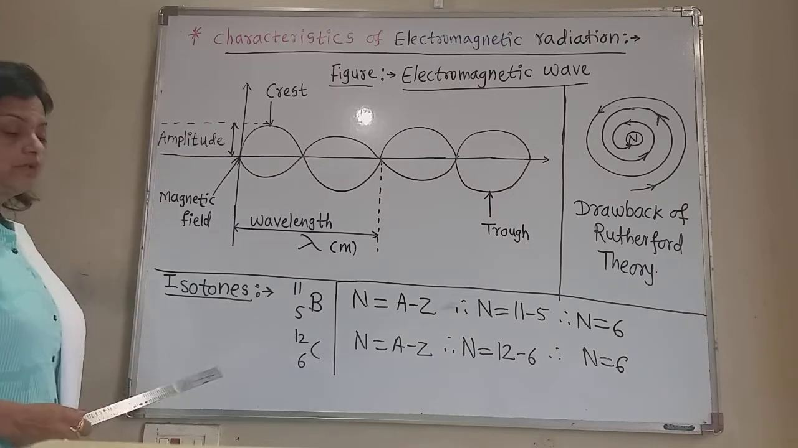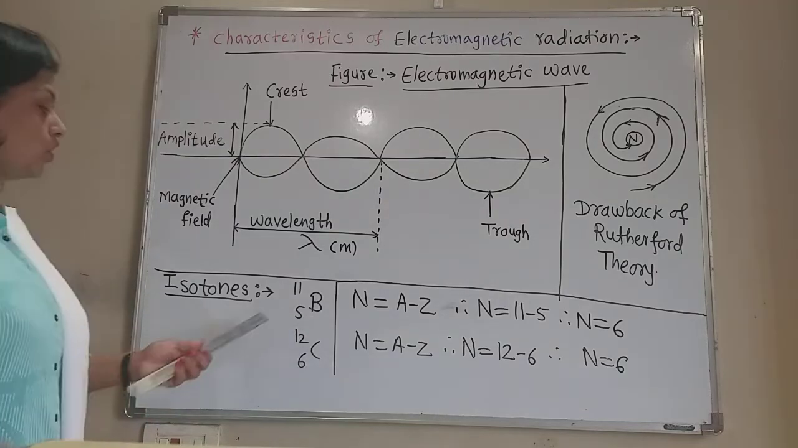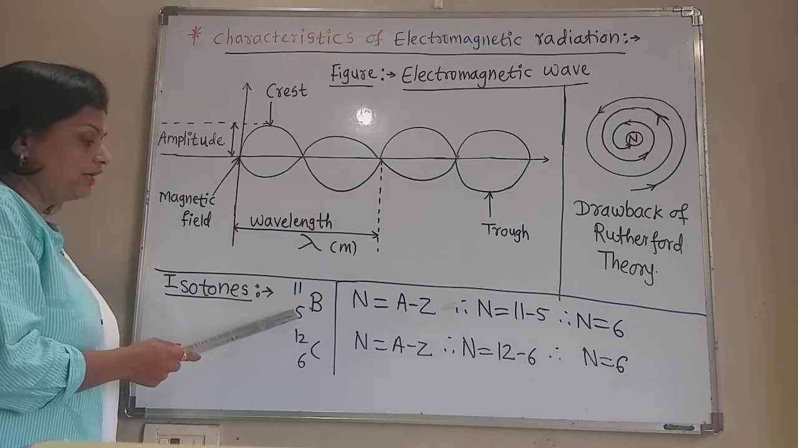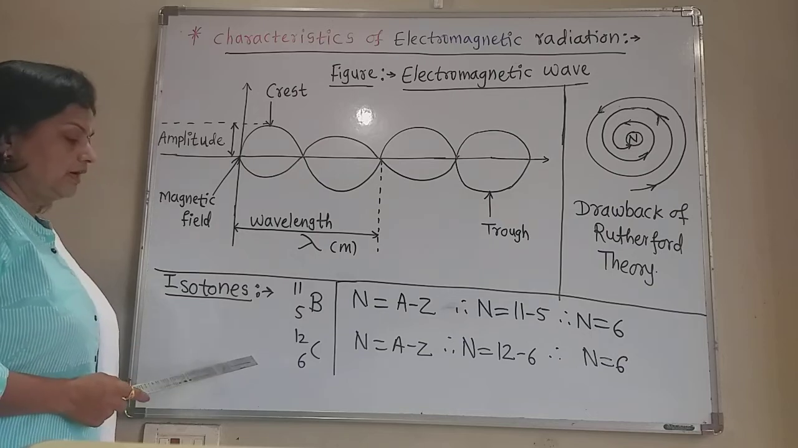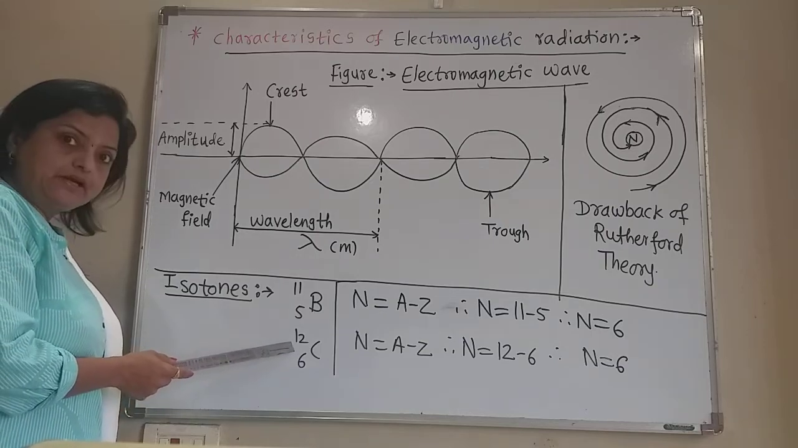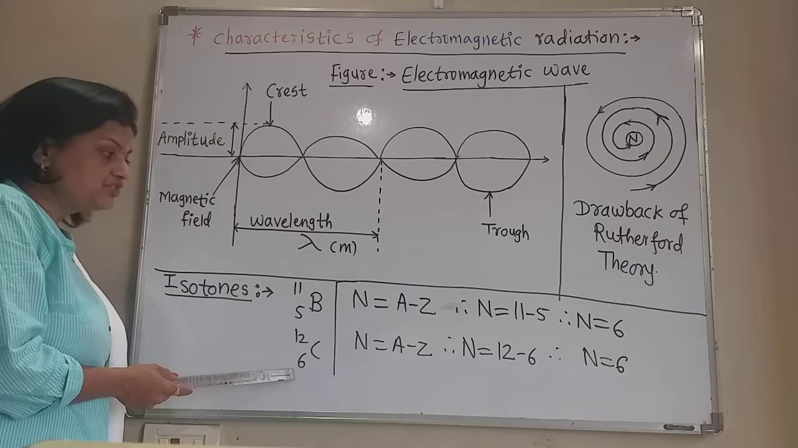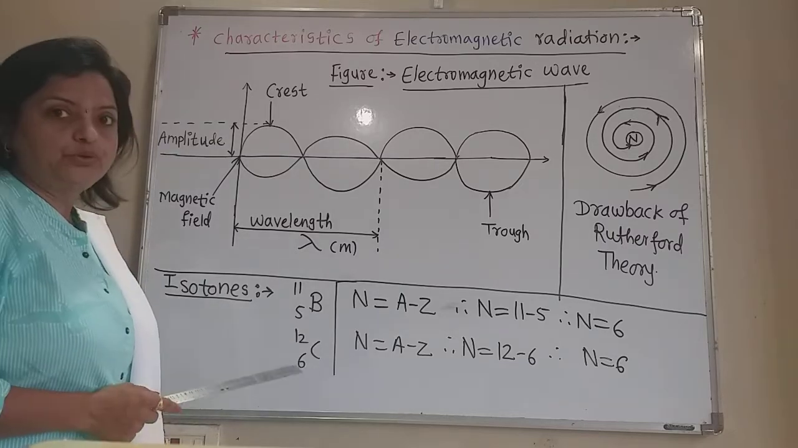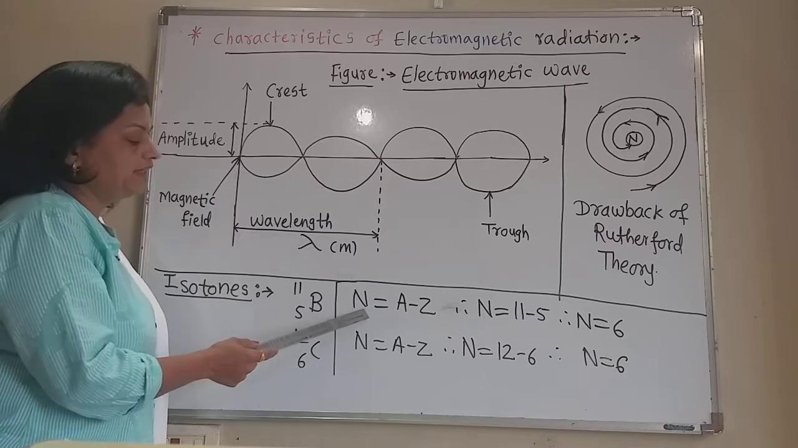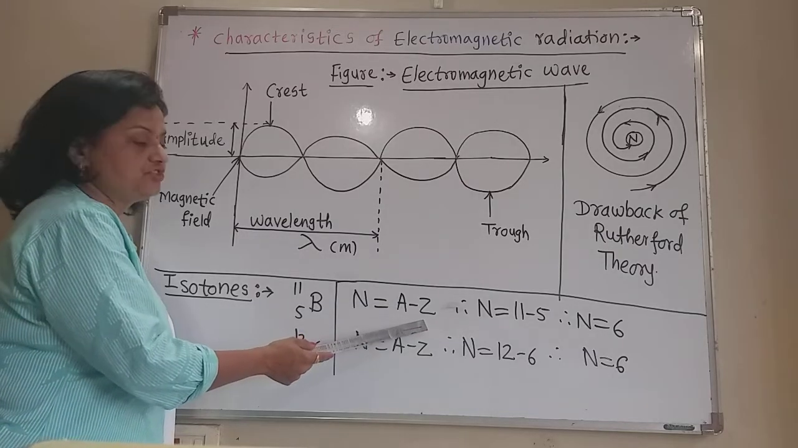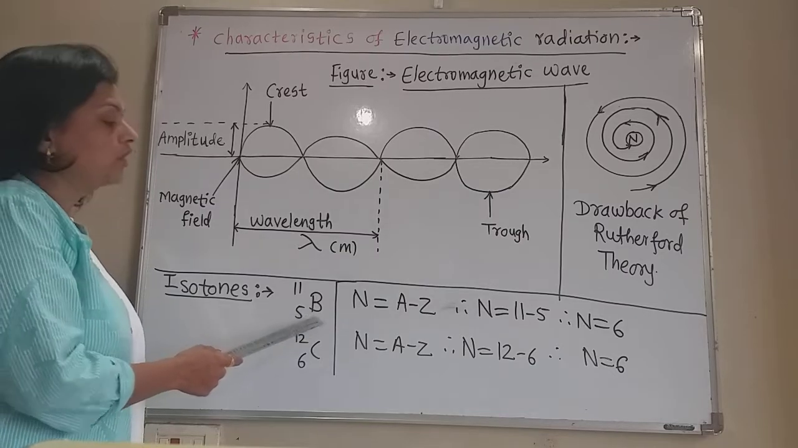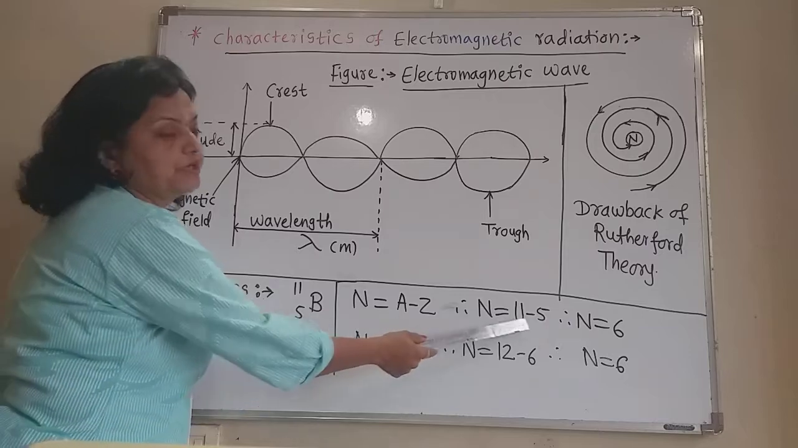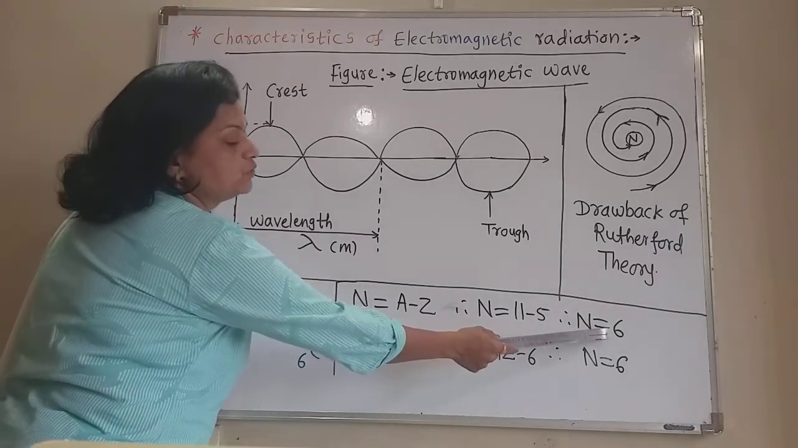This is boron and carbon. Boron has mass number 11 and atomic number 5. Carbon has mass number 12 and atomic number 6. But see the neutron number. Now we know the formula to calculate the neutron number: neutron number n is equal to A minus Z. In the case of boron, n is equal to 11 minus 5, that is, n is equal to 6.